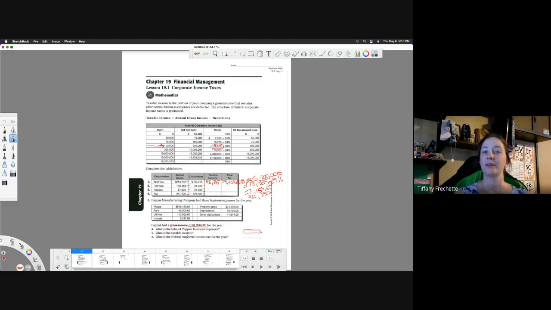What is the federal corporate income tax for the year? So same thing you did on this table. You're going to go up here and go, where does it fit within the table? And then do the same thing. So you're going to have a certain amount plus a percentage of anything over. So just make sure you pay attention to where it fits in this table.